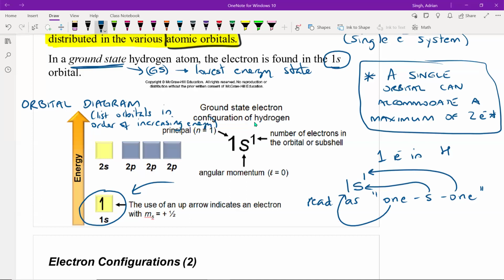Okay, so what do these actually mean in an electron configuration? The 1, the s, and the 1. This first number here represents the n value, the principal energy level, the principal quantum number. The s here represents the angular momentum quantum number, the l value. Remember, l has certain values, and then the superscript 1 here represents the number of electrons in that orbital.